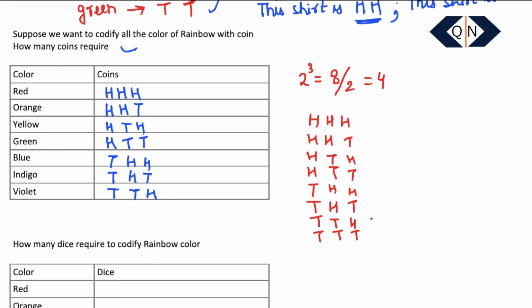So I think we have utilized 7 combinations, and we have left one unused, the all-tail combination. Suppose you want to say that a particular color is green, you will code it like this: H T T, and any person can get that this particular thing is green.